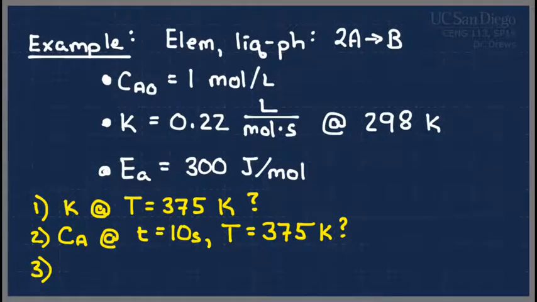Then I could ask you, find out what CA is at t equal to 10 seconds, so time t, and T is equal to 375 K. And then a last one, the same thing except XA, right? I want to know what the conversion is at all of these same conditions. Even if I don't ask you all three of those separately, I might just ask you the very last one, right? I might just say, what's the conversion of A after 10 seconds at 375 K?